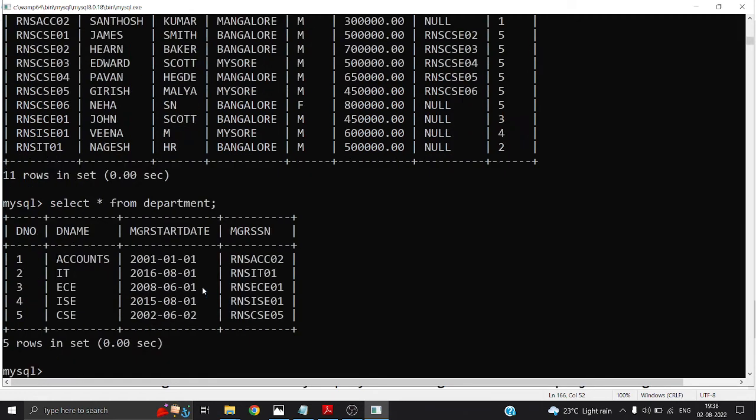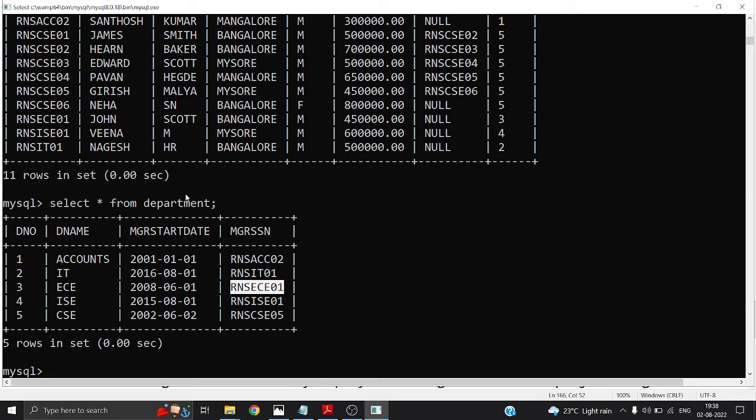Again we need to look into the department table. In the department, Edward Scott's SSN is RNSCSC03. We do not have RNSCSC03 there. That means Edward Scott is not actually the manager. Whereas for John Scott, RNSECE01, yes, he is the manager. He is the manager for the EC department. So among these two, one employee is a manager and one employee is a worker. That idea we get to know.